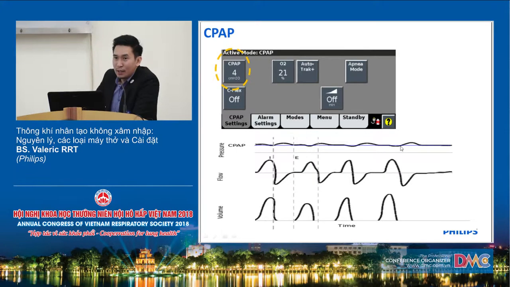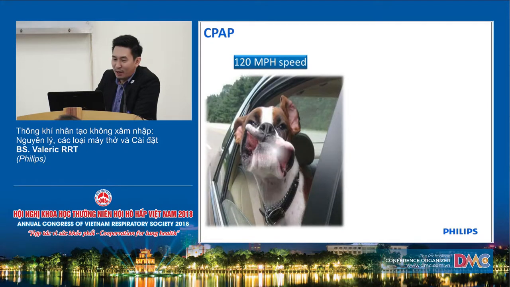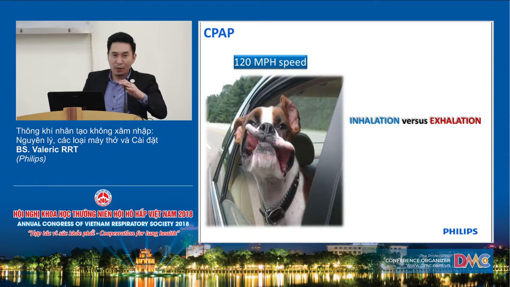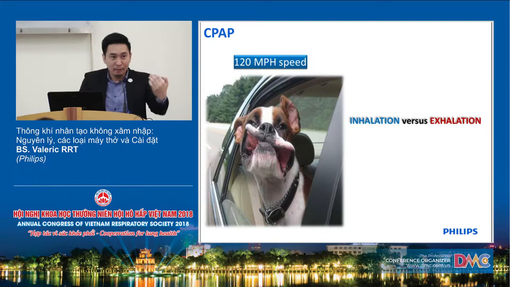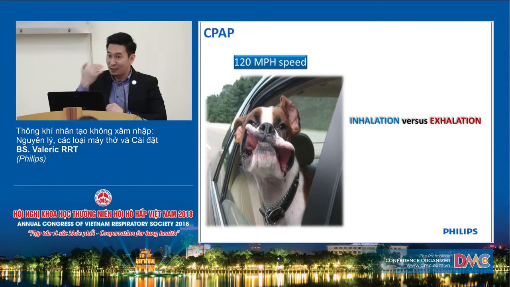So sometimes if you set too much pressure to your patient, a good example is the CPAP. It's like driving a car at 100 or 120 kilometers per hour, and then you roll down your window, stick your head out, and breathe in. It's easy for you to breathe in because you're breathing in at 120 kilometers per hour speed. So that's the CPAP concept analogy. But in terms of breathing out, it's hard for you to breathe out. Sometimes you can see your patient fighting against the ventilator during active exhalation.